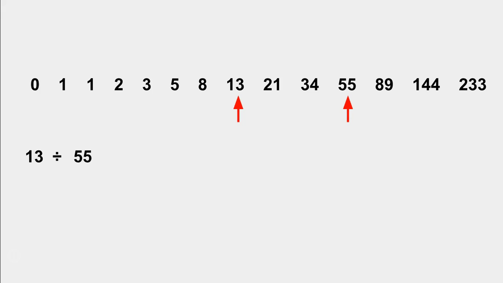And if you take any number in the sequence after the first few and divide it by the number two numbers further, you'll get 0.236. 13 divided by 55 and 55 divided by 233 both give answers of 0.236.